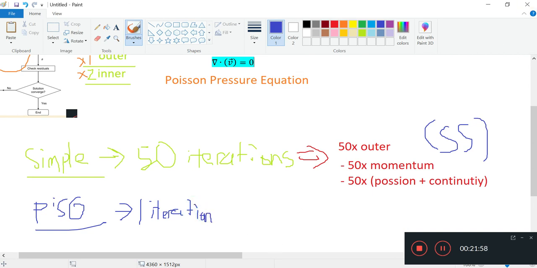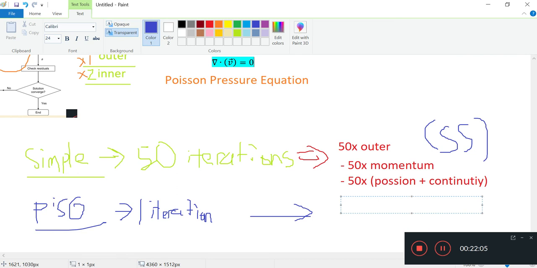So one iteration, and what would that iteration look like? Okay, so you have one outer plus 50 inner. So this is just an example, I'm just making up numbers. So solve the momentum equation one time, and 50 times Poisson plus continuity.